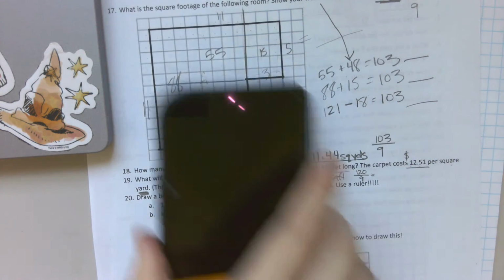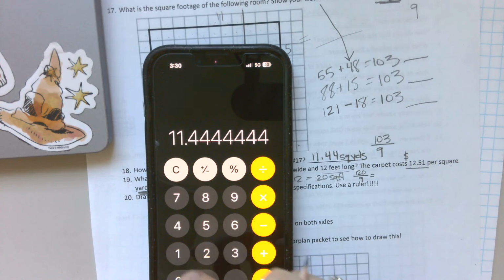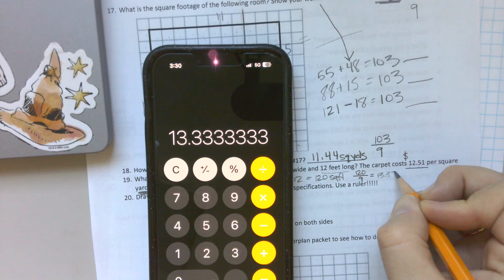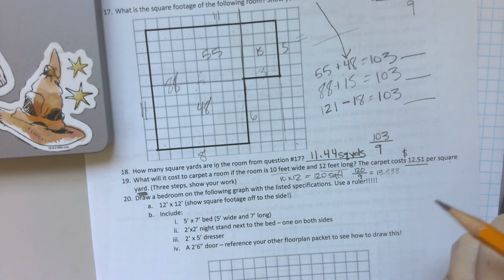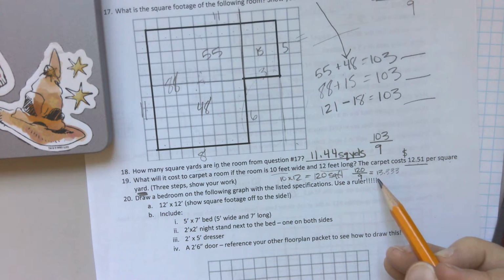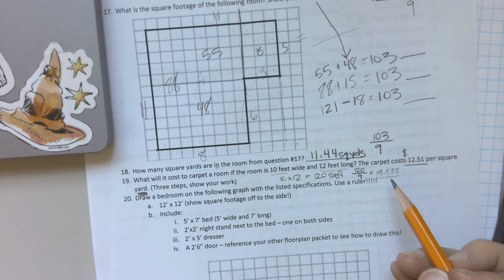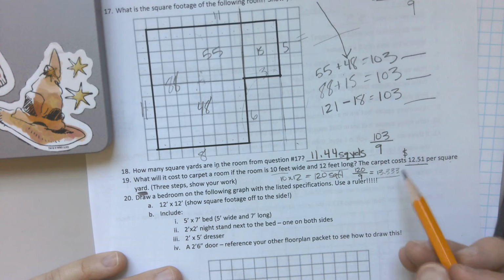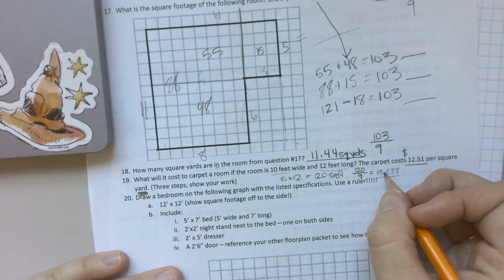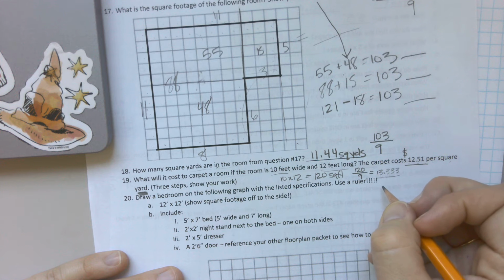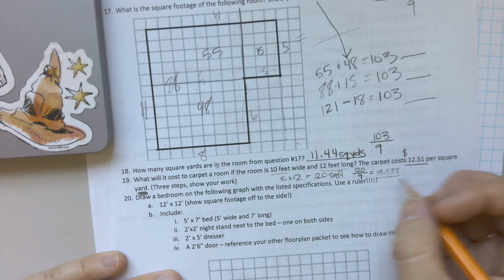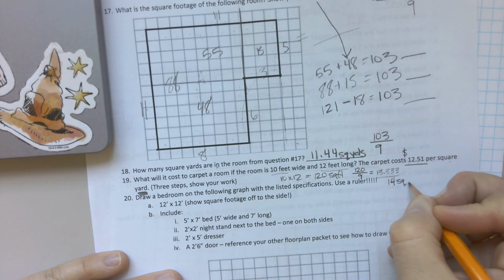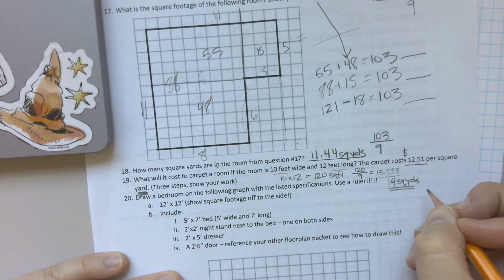Here's where we're going to talk about rounding real quick. So 120 divided by 9 equals 13.33. The thing is, if you are buying this for a room, you can't just buy 13.3 yards of fabric or carpet or whatever. You always round up to the whole number. Even though this is 0.3, and in math you would think that you would round down, if we only ordered 13 square yards of carpet, we wouldn't have enough for our room. So we're going to change this to be 14 square yards. That's how much carpet we need to buy for this room.